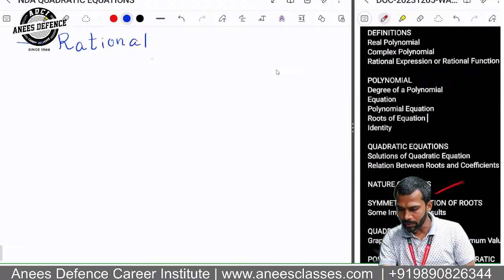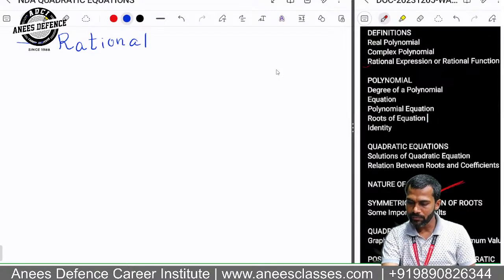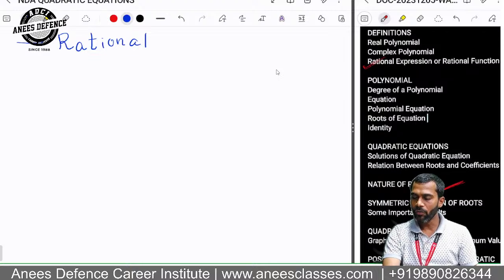So just let me tell you what we need to cover today. So this one we need to cover. Then polynomial we have already done yesterday. And then degree of polynomial, this also we have covered. Equation, polynomial equation, roots of equations. So this we need to finish, right?